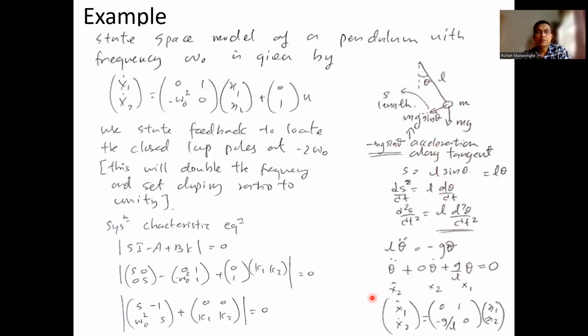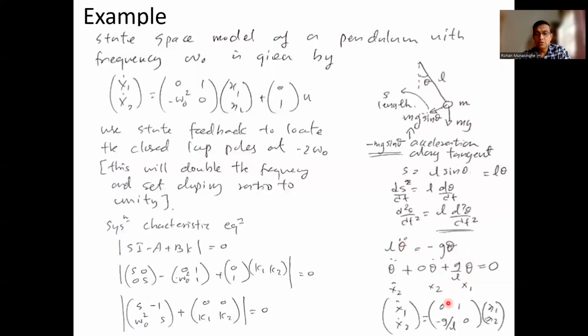Go through that when you have a copy of this document, and get these equations. L theta double dot is equal to minus g theta. It's a nonlinear plant in a way, but once you simplify, you get to a linear model of the plant.